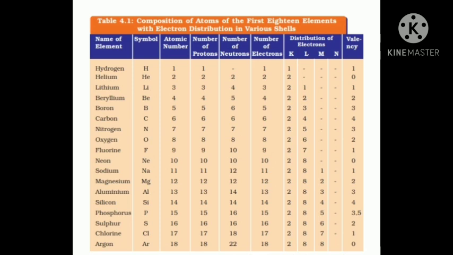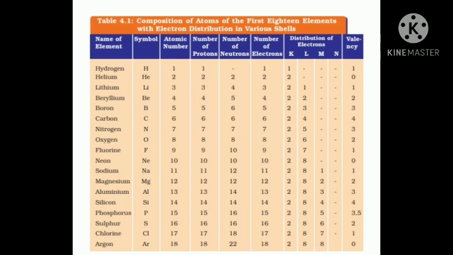K shell contains 2 electrons, remaining goes to the next shell, 4. L contains 4. The valency is 4. Nitrogen, symbol N, atomic number 7. So number of protons and electrons is 7. Neutrons 7. K shell 2, remaining goes to the next shell, 5. Valency 8 minus 5 equals 3.